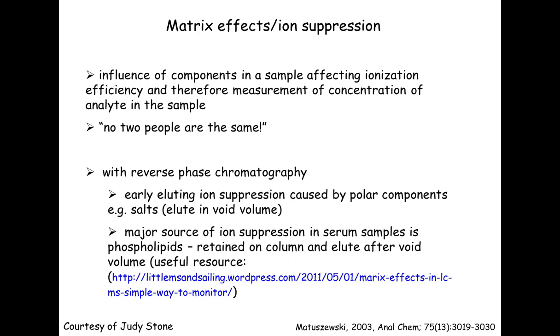And so if you're using reverse phase chromatography, which a lot of mass spec methods do, you can get ion suppression very early in your chromatographic run caused by polar components like salts, and these elute in the void volume. And another major source of ion suppression in serum or plasma samples is phospholipids. And these are retained on the column and can elute later in the run, but they can also elute any time, like later on in different samples and your calibrators. And so it's very important to document the ion suppression in your method.